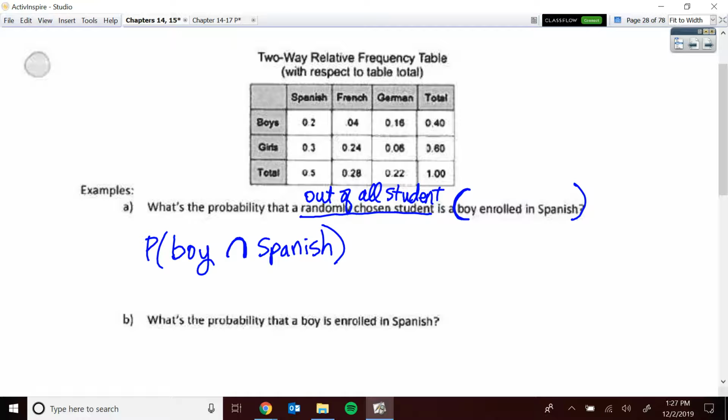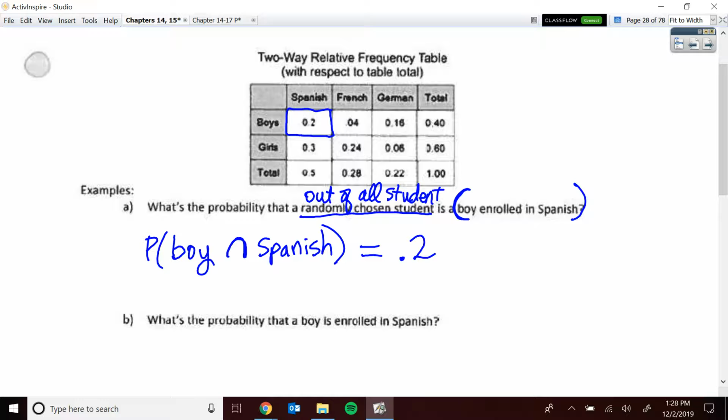So this is saying out of all the students, what's the probability you are a boy enrolled in Spanish? So you are both a boy and in Spanish. So I want that intersection of boy and Spanish. And what is that? That's your 20%. Okay? All right.